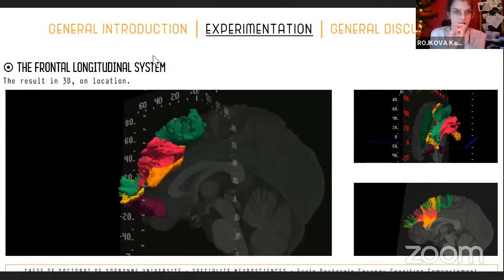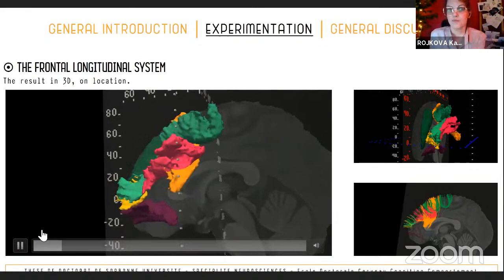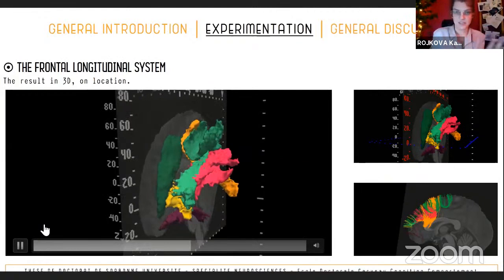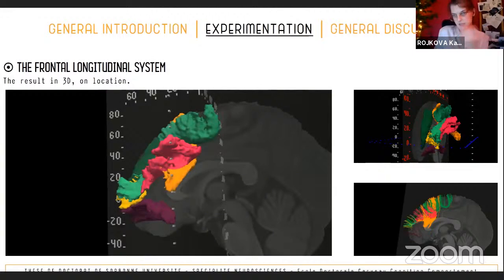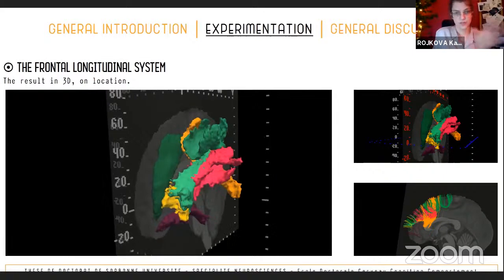Here is a demonstration of what you can actually see in the software, and to give you this 3D feel that is sometimes missing from images, even if they are rendered in 3D.